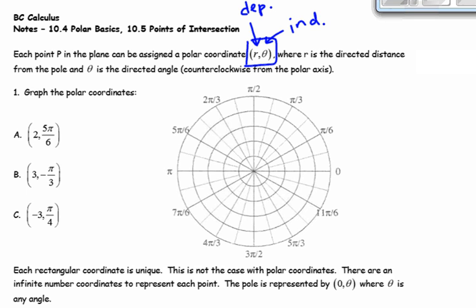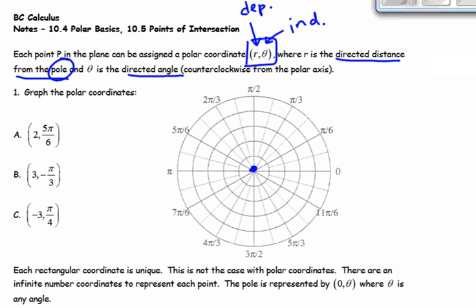All right, so r is the directed distance from the pole, in other words, the radius. Just a quick review here, the pole is just the center, the origin. And the radius has a directed distance because it could be both positive or negative. And theta is the directed angle, just like when we measure using the unit circle. All right, so just a review with plotting points.